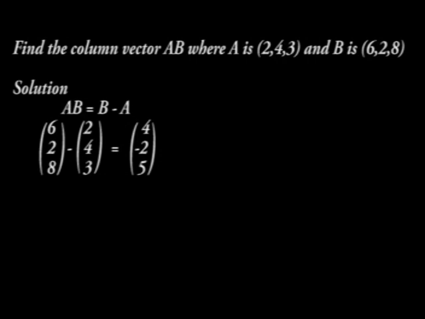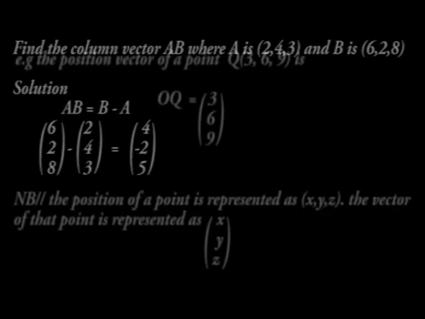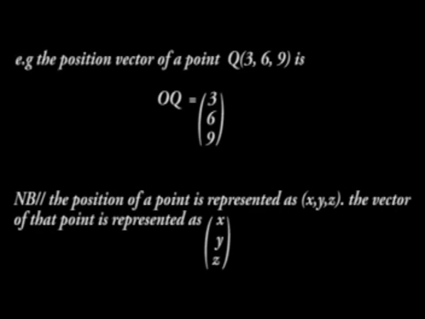When the displacement is from the origin, the column vector is called a position vector. That is, the position vector of a point Q (3, 6, 9) is OQ equal to (3, 6, 9). Note that the position of a point is represented as (x, y, z). The vector of that point is represented as a column (x, y, z).